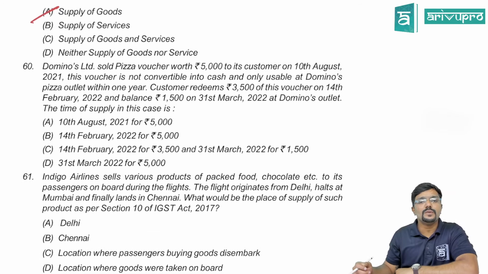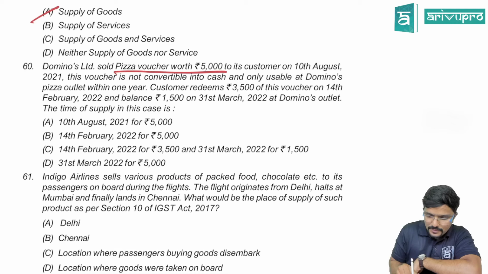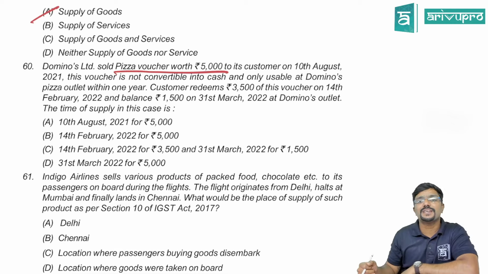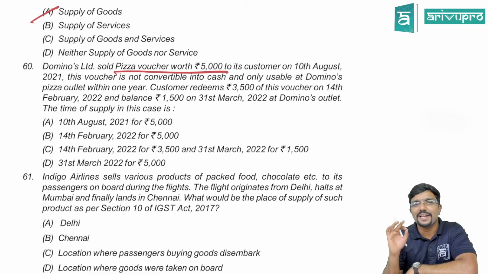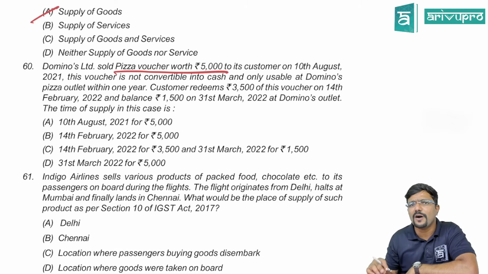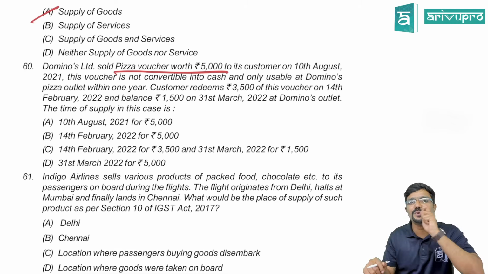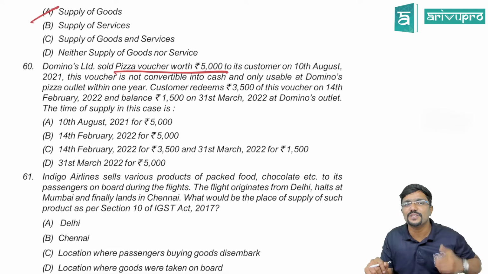60th. Domino's Limited sold pizza voucher worth 5,000. Pizza voucher, guys, worth 5,000 to its customer on 10th August 2021. Now, as it is voucher, you have to apply subsection 4. Just tell me, is supply identifiable at the time of supply? Come on. Yes, sir. Because you know that this voucher can be used only to purchase pizza. Where? In Domino's.